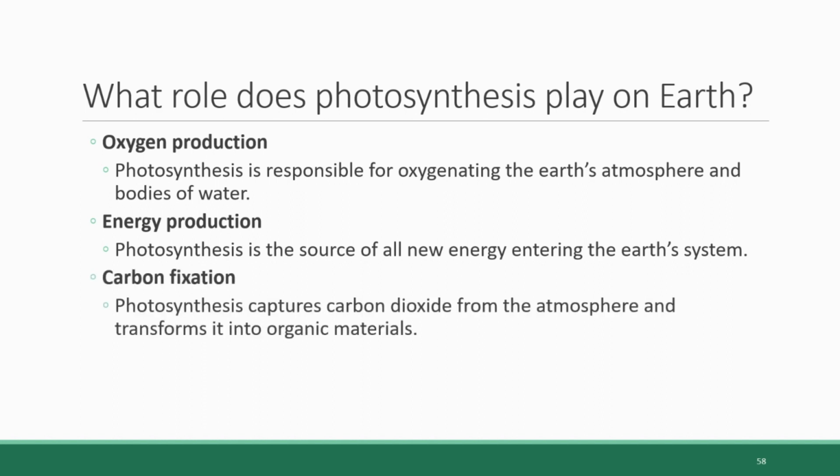Thirdly is carbon fixation, which is another way of saying that photosynthesis captures carbon dioxide from the atmosphere and transforms it into organic materials, namely carbohydrates, but other molecules as well. This provides the source of raw material that makes up living organisms, but it also draws carbon dioxide out of the atmosphere, which mitigates the greenhouse effect and moderates the Earth's climate.